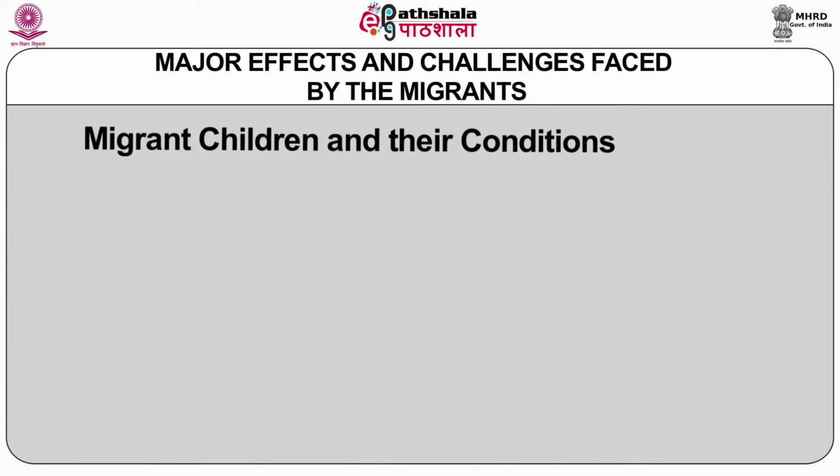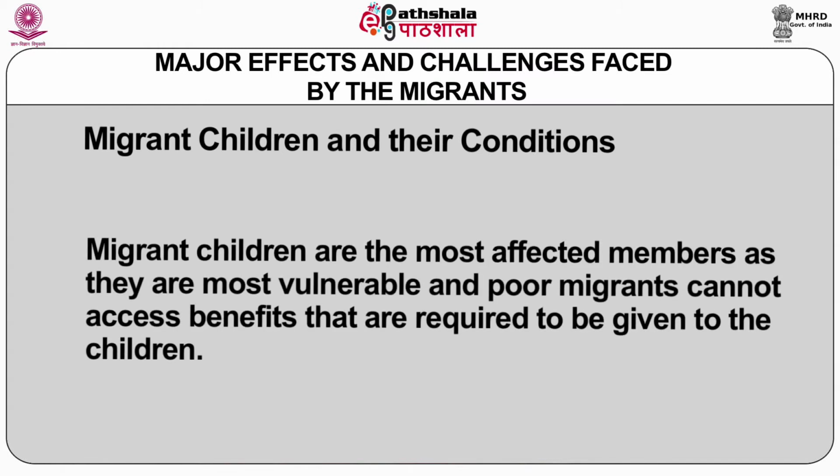Let's look at the migrant children and their conditions. Migrant children are the most affected members as they are most vulnerable, and poor migrants cannot access benefits that are required to be given to the children. Under the labor laws, employers have to establish or create facilities for the workers, including the migrants, since children, often accompanying their families to the workplace, are exposed to health hazards and accidents that can occur anytime.